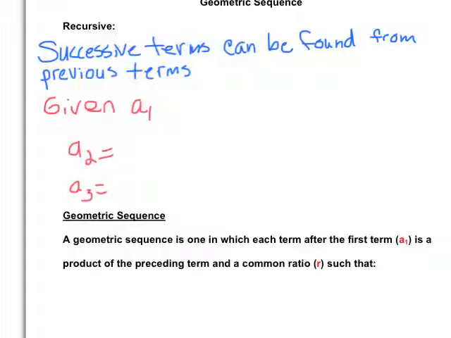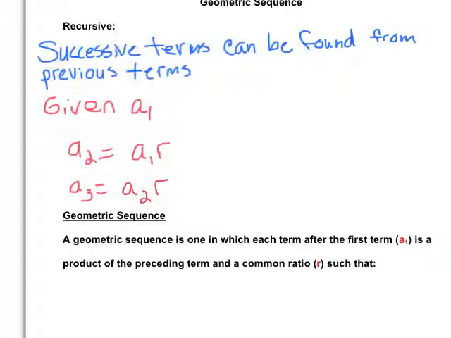An example of a recursive sequence is the Fibonacci sequence, where you find the next term from the sum of the previous two. So if we're given a sub 1, then by a sequence being recursive, that means a sub 2 is found using a sub 1. In this case, a sub 2 could be a sub 1 times some value r. And then, to be recursive again, a sub 3 is going to be a sub 2 times that value r.